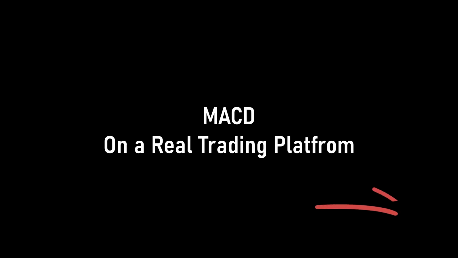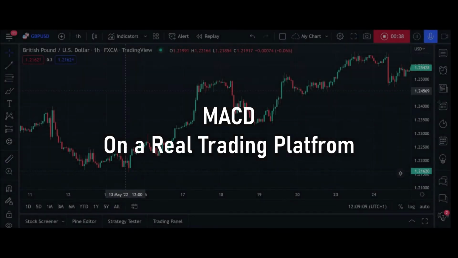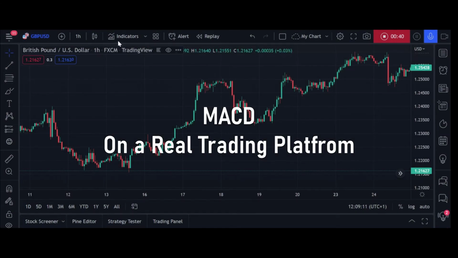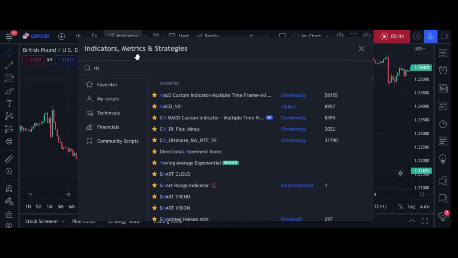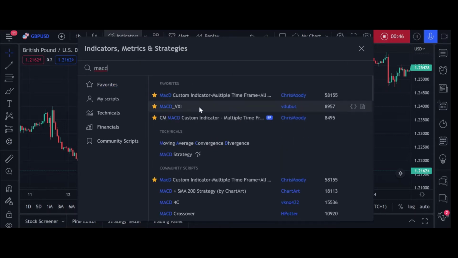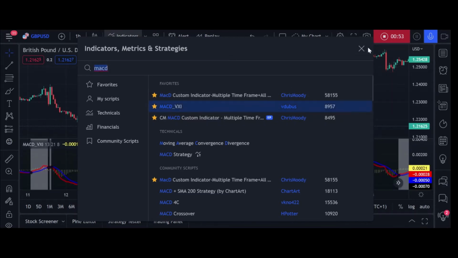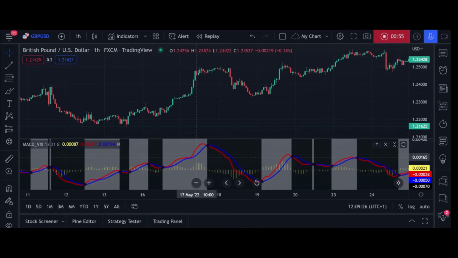We will be showing you a MACD indicator on the TradingView platform. We will open our TradingView platform, right at the top click on Indicators. Now type in MACD and you can see many different MACD indicators. For today we will be using MACD_VXI. This is what it looks like on the screen.